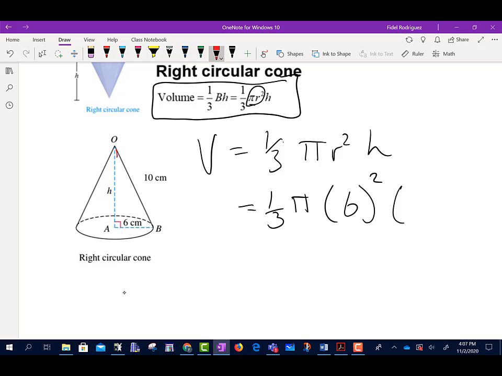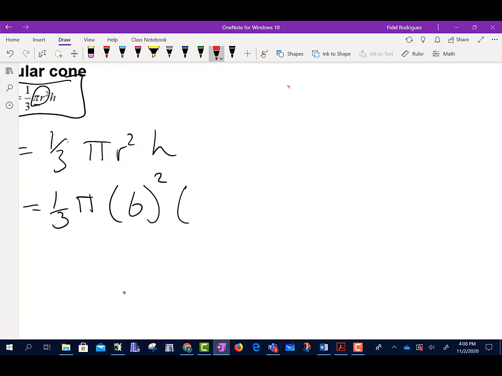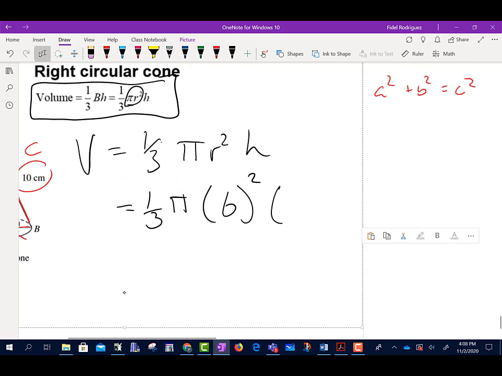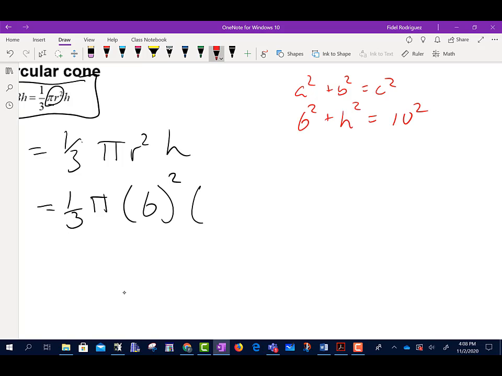We have a right triangle right here. This is our hypotenuse, that's our C. Let's call this A and that B. I'm going to do a little bit of work over here on the side. Again, we have A squared plus B squared equals C squared. We know A is 6, we don't know B, and we know C is 10. So 6 squared plus, we'll just call it H squared, since that's what we're calling it, is equal to 10 squared. So this is 36 plus H squared is equal to 100.